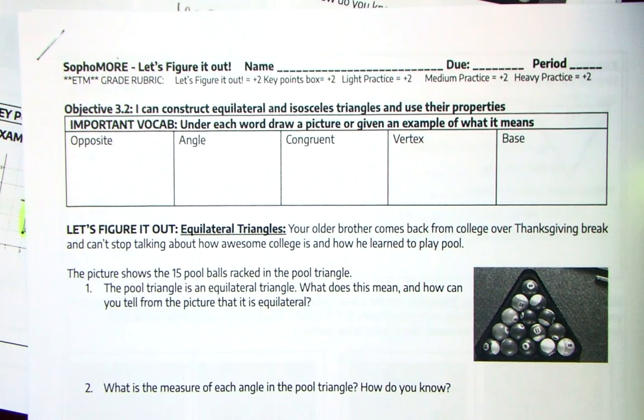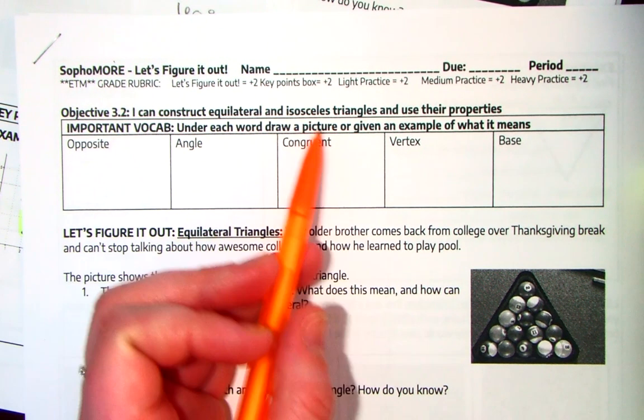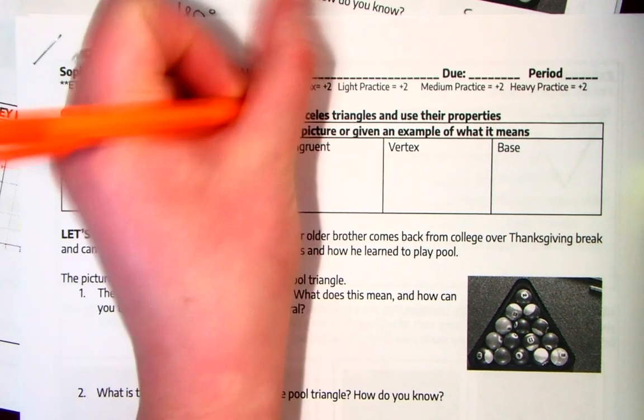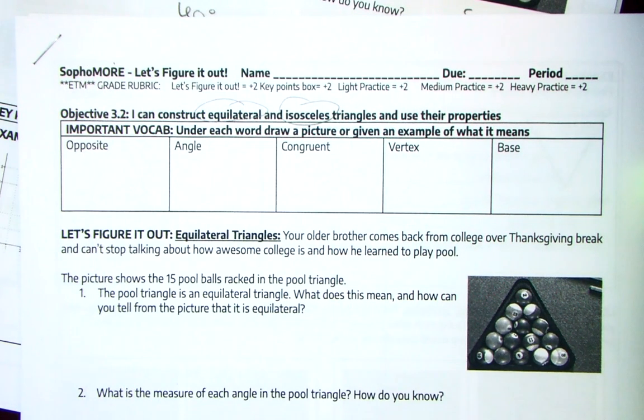So this is Objective 3.2, where we're talking about constructing equilateral and isosceles triangles and then using their properties. These are two special types of triangles that we're going to explore today.